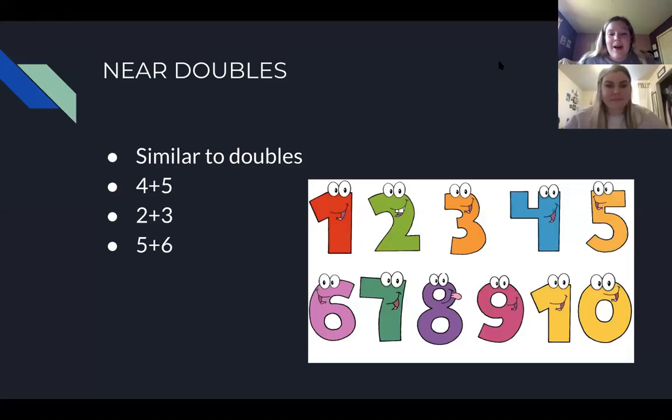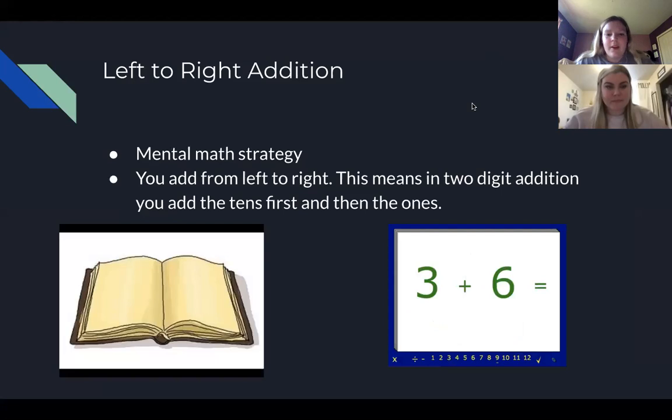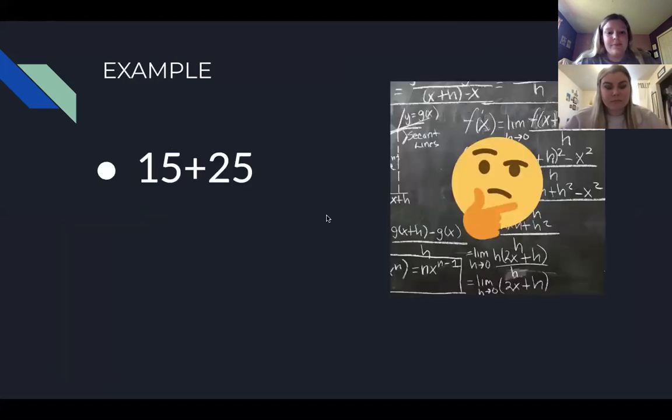Next, we're going to talk about the left to right addition method, which Ms. Pryor did review earlier. So this is a mental math strategy, just like you read from left to right. In the strategy, you're going to be doing math from left to right. For example, let's add 15 plus 25.